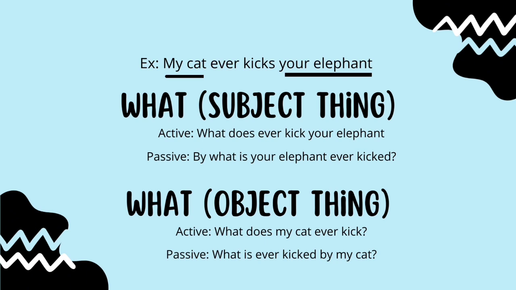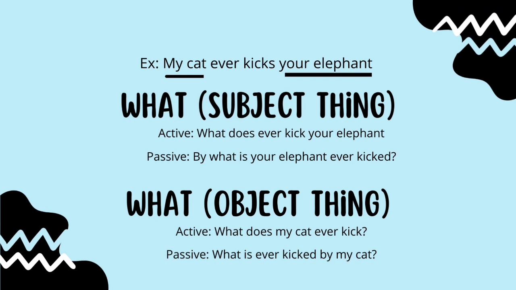Here I give you an example sentence: my cat ever kicks your elephant. Here I underlined the words my cat and your elephant. My cat is the subject thing and your elephant is the object thing. First we are going to ask about the subject in the sentence, my cat. So we change into an active what-how question: what ever kicks your elephant?